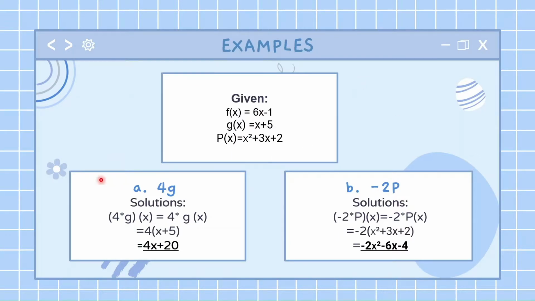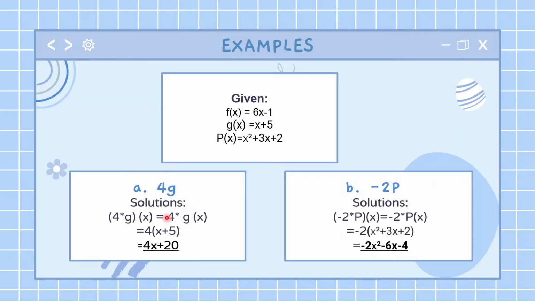We have here examples A and B. We are given f of x is equal to 6x minus 1, g of x is equal to x plus 5, and p of x is equal to x squared plus 3x plus 2. We have here example A, 4g. The solution: (4g)(x) is equal to 4 times g of x.